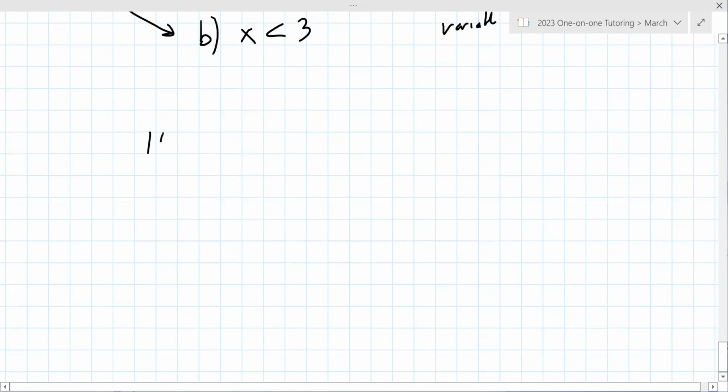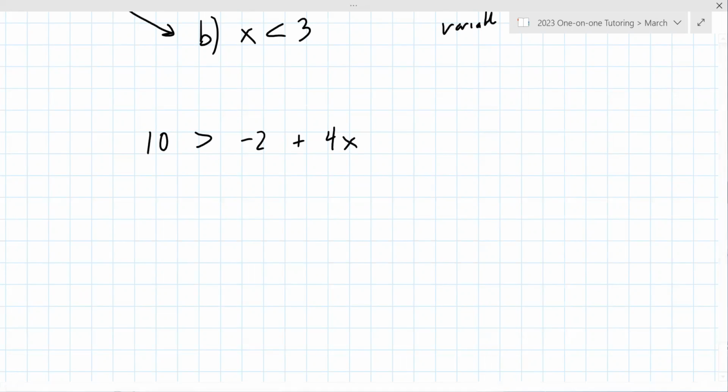Well, let's look at a new problem here. Let's say 10 is greater than -2 plus 4x. I want you to solve this for me, please. Now I need to do this backwards? Well, you don't. Here's what I would do. I would solve it as is and then change it at the end. I wouldn't try to manipulate it at first, although you could, but there's a reason not to, and we'll talk about that if we have time in today's lesson.